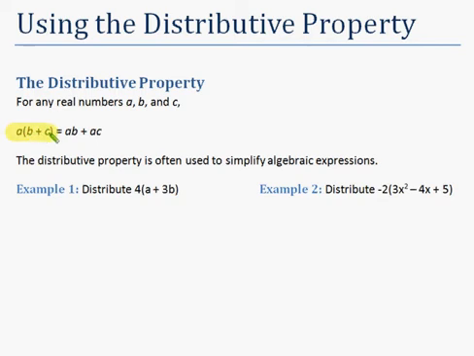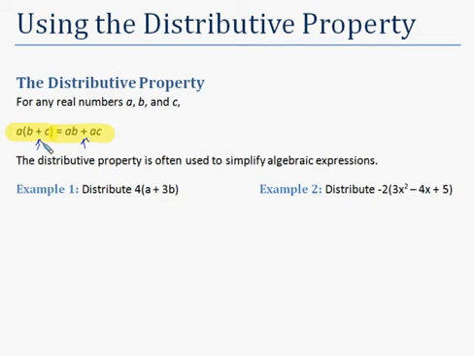a times the quantity b plus c, so b plus c in parentheses and a outside, the a could be on the left or right, that a is going to be multiplied times the b and multiplied times the c, keeping the same sign in between. So that could be a plus or a minus. So it's often used to simplify algebraic expressions. So we're going to go ahead and start off with a few simple examples.